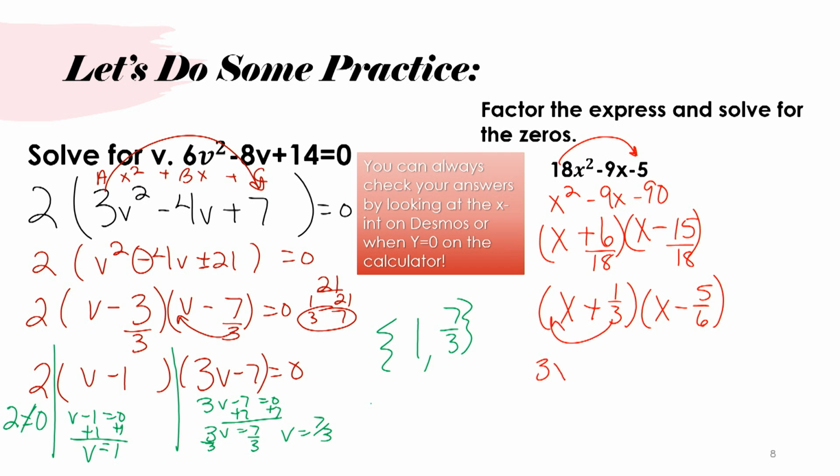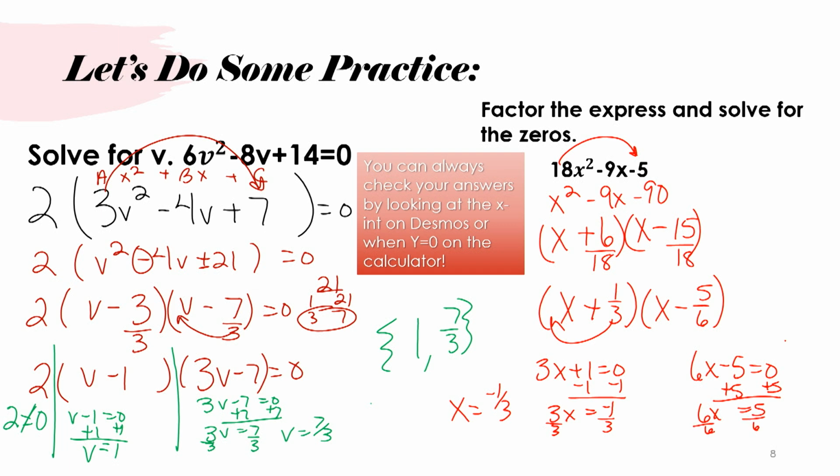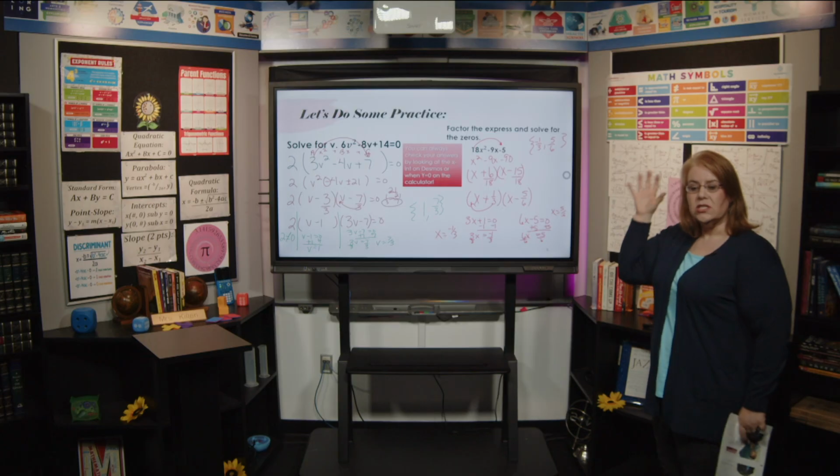So I have 3x plus 1 equals 0, and 6x minus 5 equals 0. Isolating that variable, so my first x is a negative 1/3. Isolate my next variable. Divide. So my x equals 5/6. So when I write this as my solution set, I am going to get negative 1/3, comma 5/6.